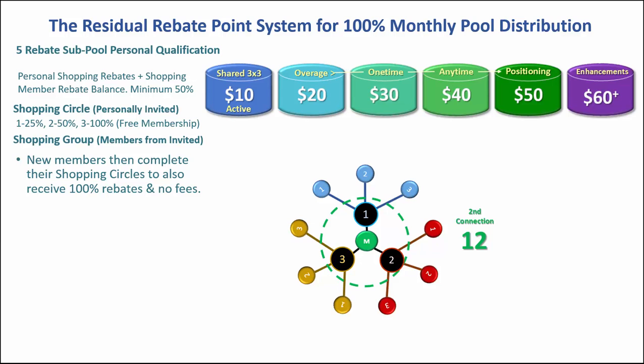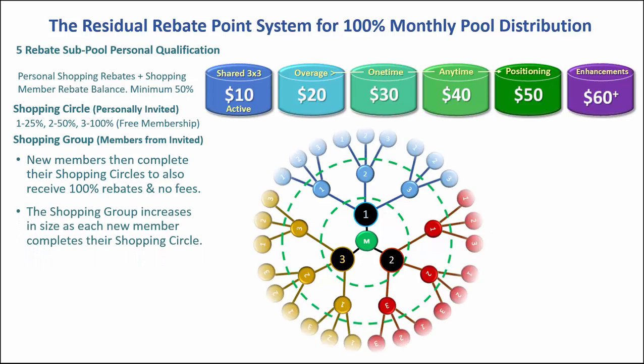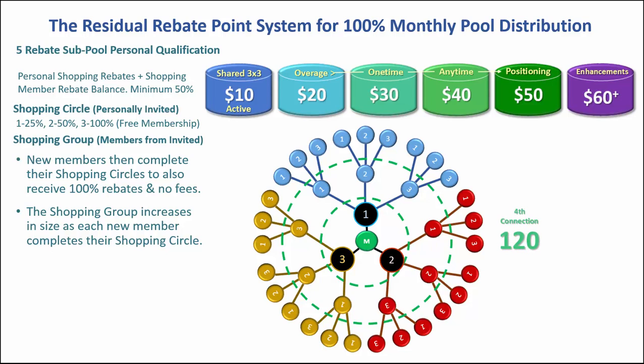Again, everyone has the same motivation. So what will happen is this will continue to grow. You go through the 3rd connection of 39, the 4th of 120, the 5th of 363, 6th of 1092, 7th 3290, etc. You get the idea.